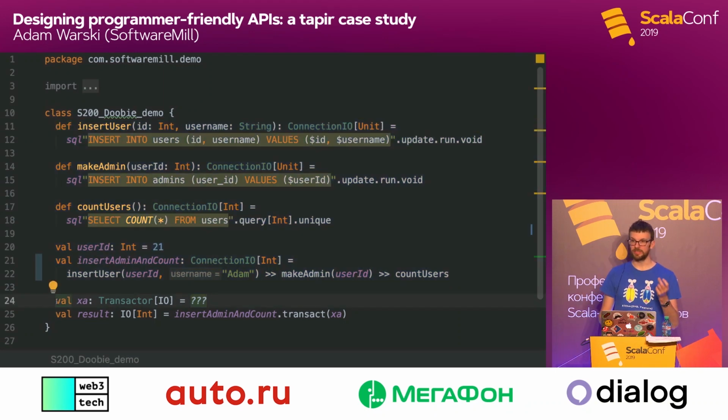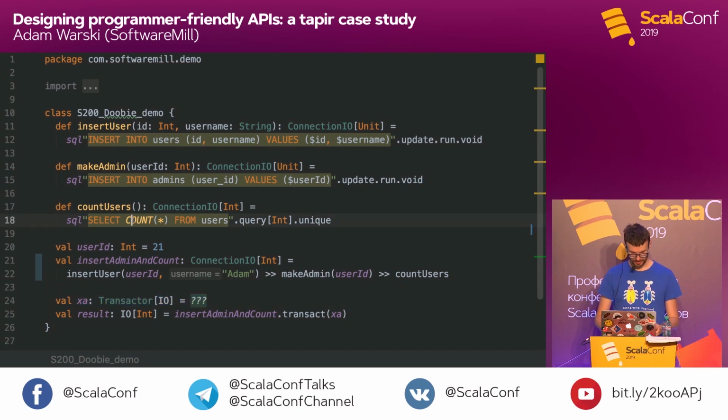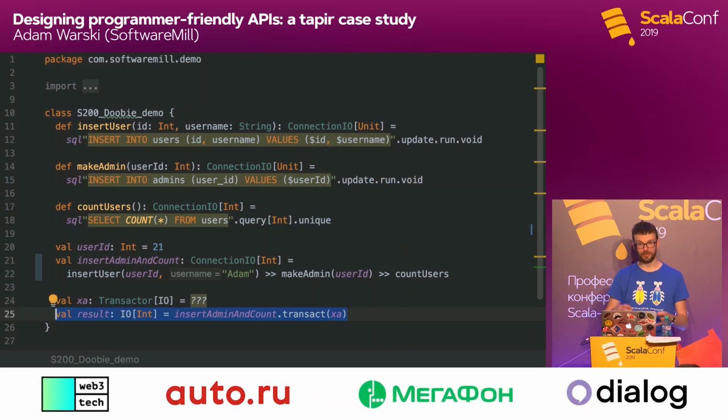Only when we use an interpreter, and in Doobie's case, the interpreter is a transactor. So a transactor holds a connection pool to the database, and it knows how to translate this description into specific database calls, right? So that's our interpreter over here, and that's where we run the interpretation when we call transact on a description of operations.